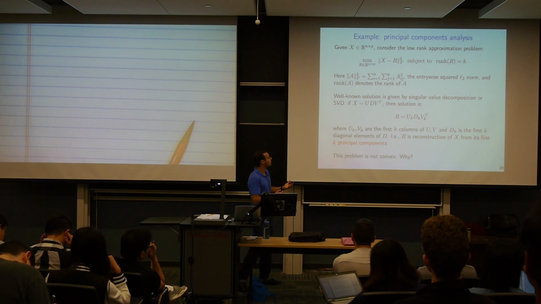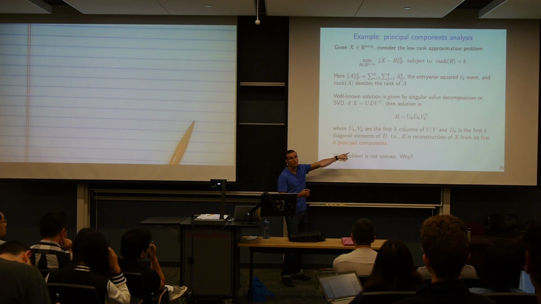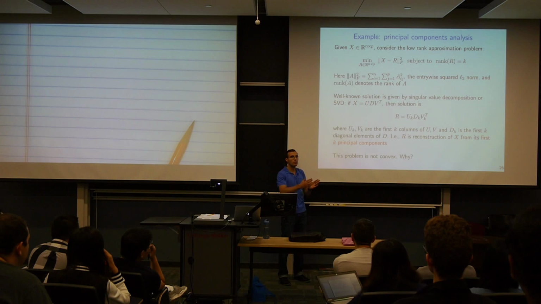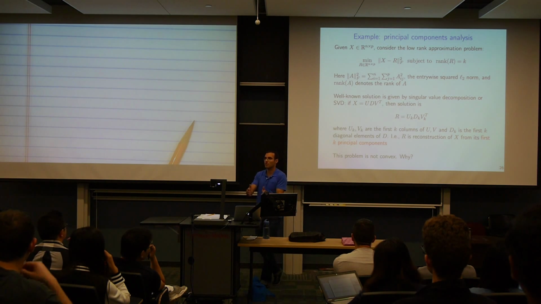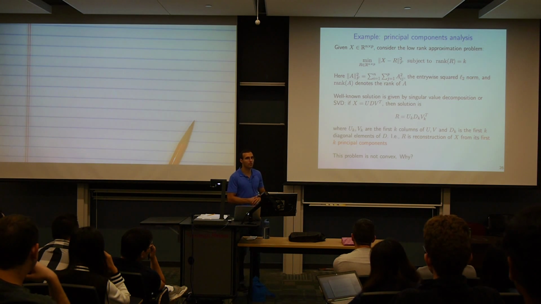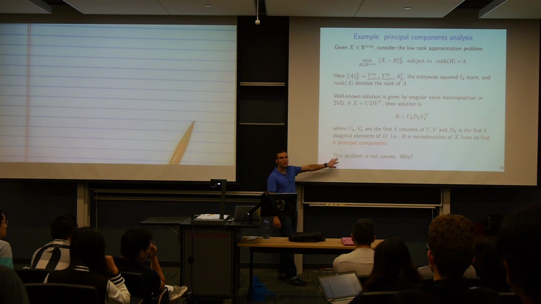You might also call this its reconstruction from its first k principal components, right? Because if I thought about this in terms of PCA, then the columns of U are the principal component directions. So I'm taking the first k directions that explain the most variance, let's say, in my sample. So I'm reconstructing X from the first k principal components. This is not a convex problem. It's very far from a convex problem.